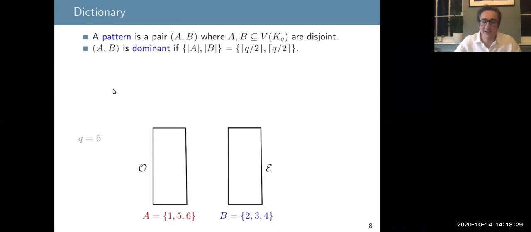Okay, and I'll call a pattern dominant if I've split the colors up as equally as possible. So the pattern we saw on the last slide wasn't dominant, but here we see an example of a dominant coloring, {1, 5, 6} and {2, 3, 4}. I've split the colors up as equally as possible. And the significance of these dominant colorings is that they have the most entropy. If we want to maximize the number of pure AB colorings, of course, I should split the color set half and half.